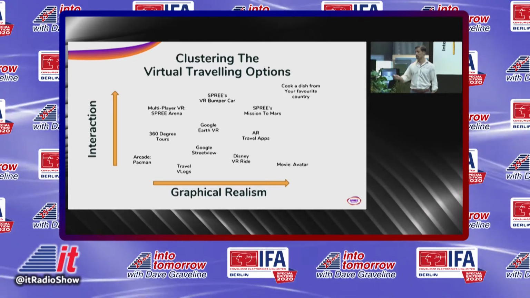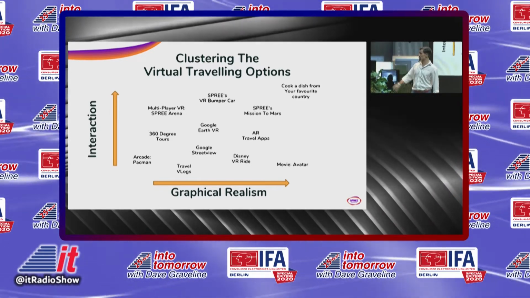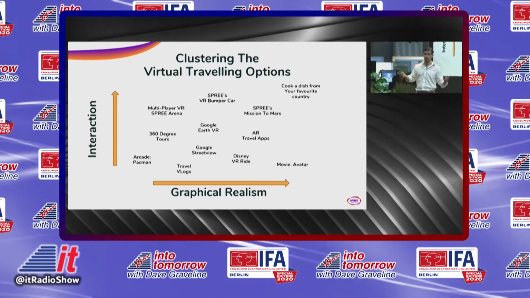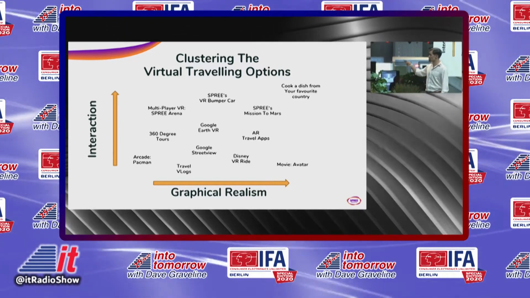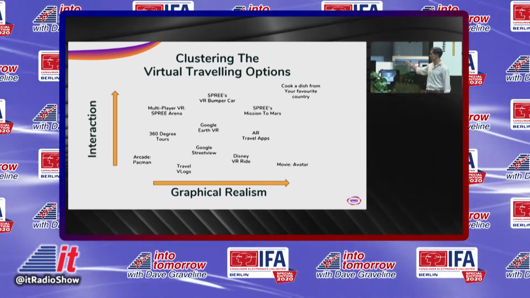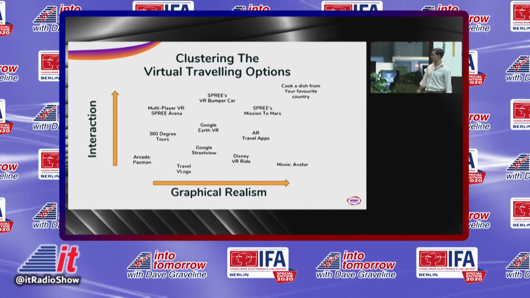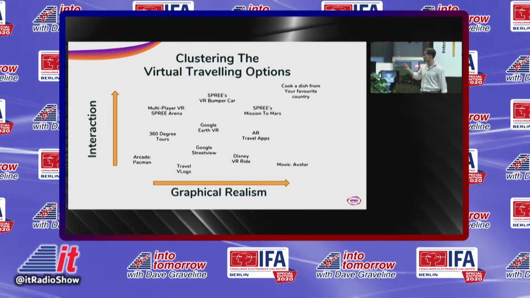There are different ways, and I've clustered them in terms of graphical realism and interaction. And here you can see that obviously a game like Pac-Man is a very simple way to travel virtually into another space. You have travel vlogs, basically blogs, and then on the very right-hand side from graphical realism, you have movies which try to resemble the reality like Avatar.